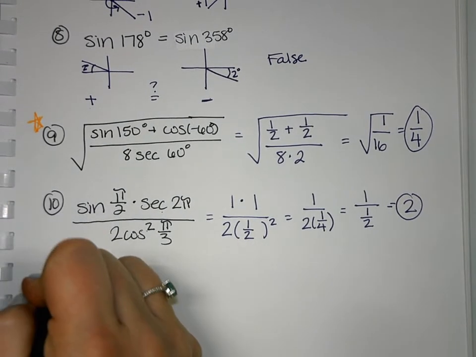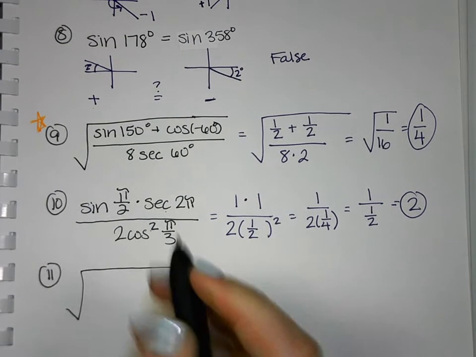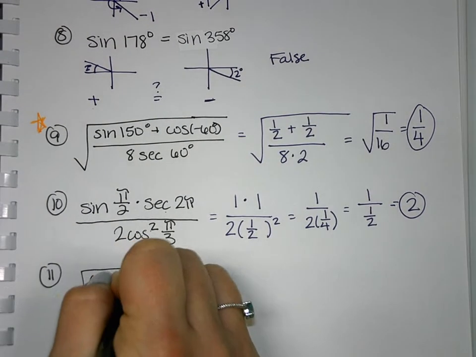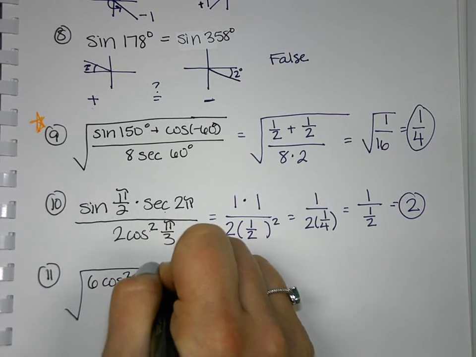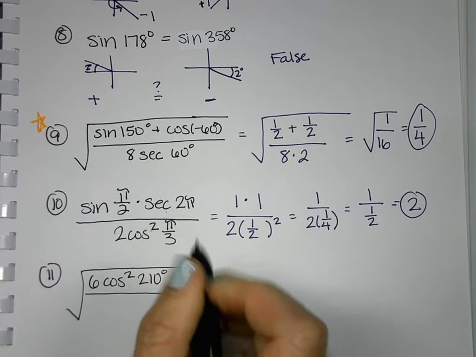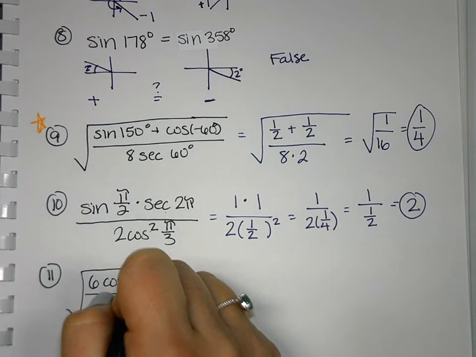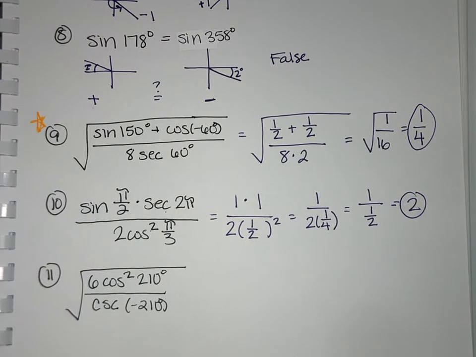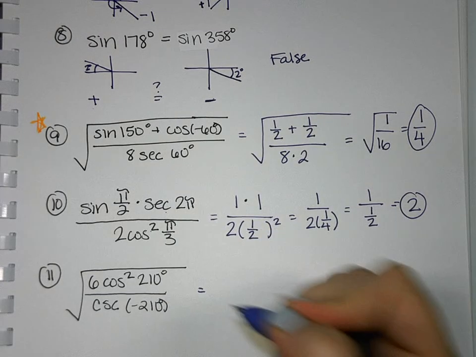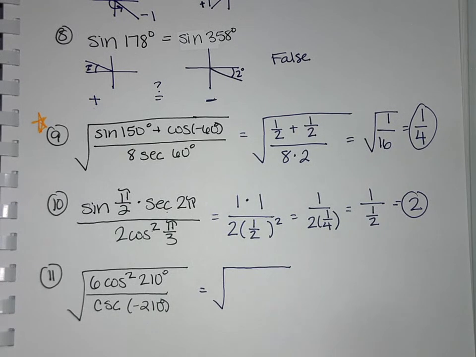Okay, last example, number 11. We're going back to a square root problem: 6 cosine squared of 210 degrees divided by cosecant of negative 210 degrees. When I look at this, again, I notice I have exact values from my unit circle, so I'm going to use those.